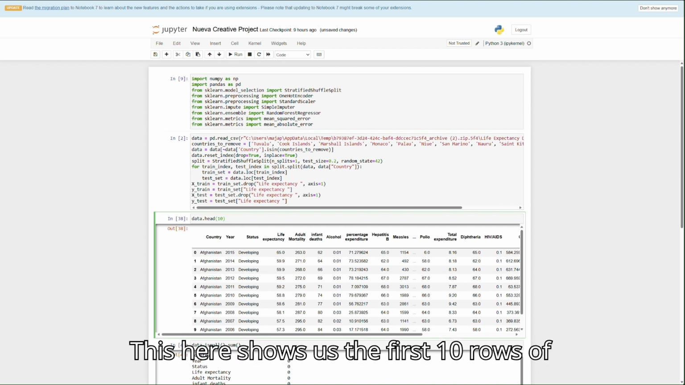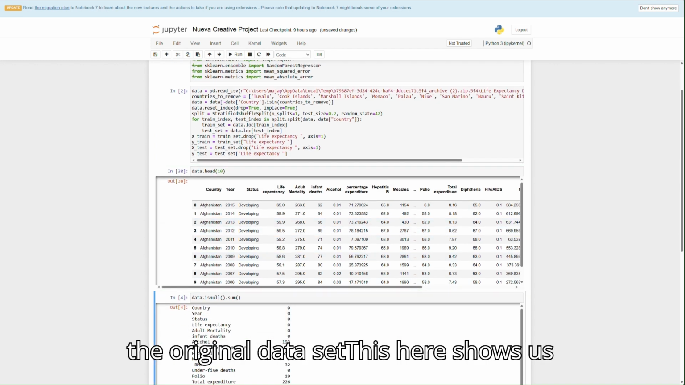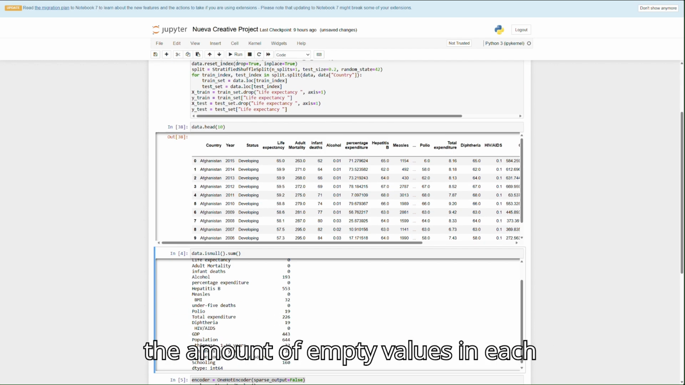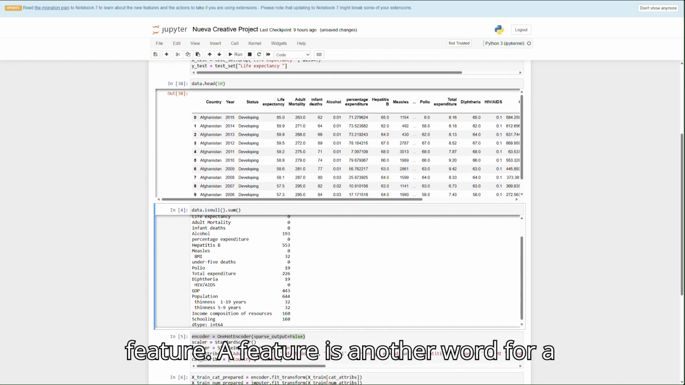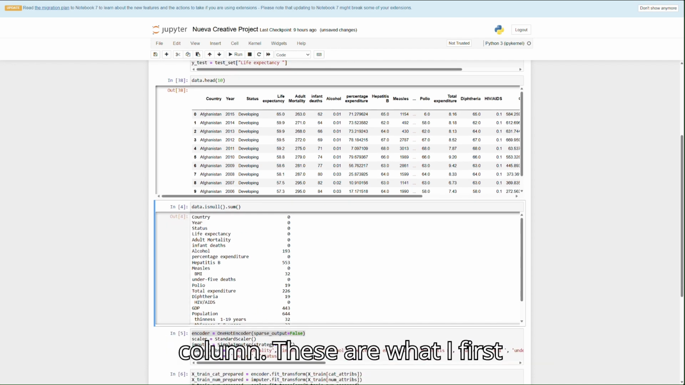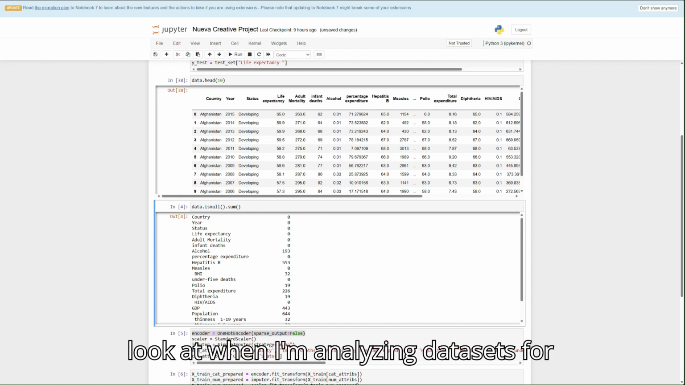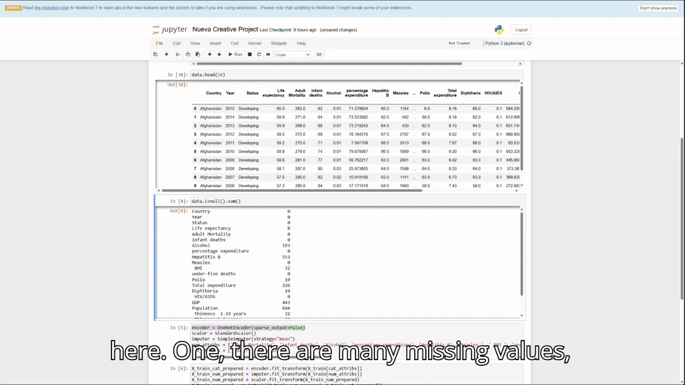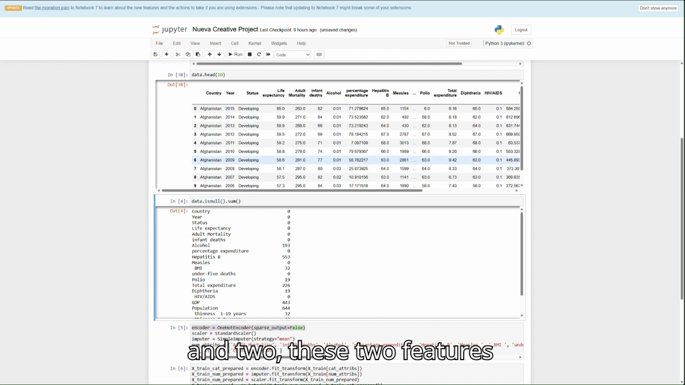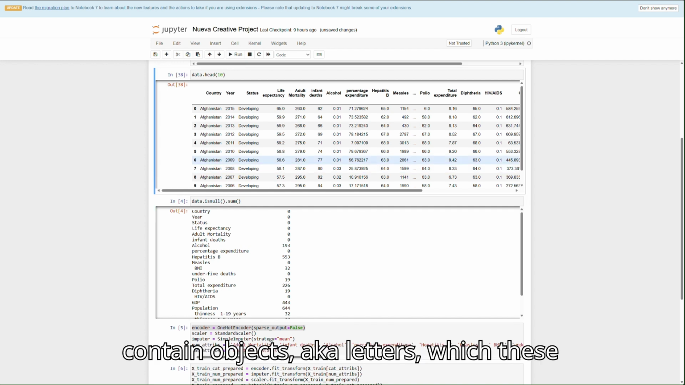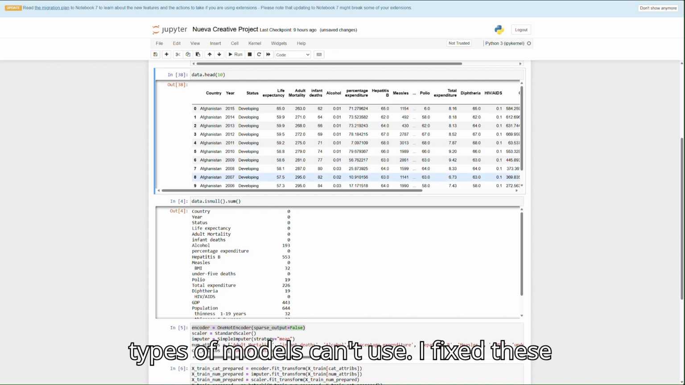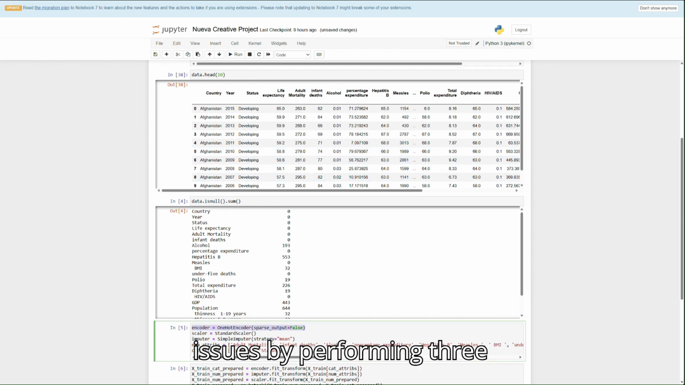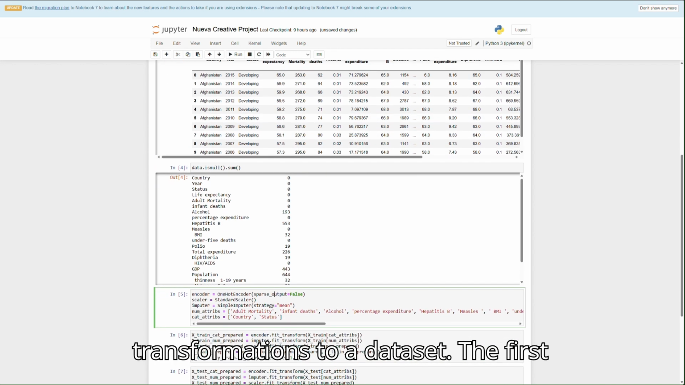This here shows us the first 10 rows of the original data set. This here shows us the amount of empty values in each feature. A feature is another word for a column. These are what I first look at when I'm analyzing datasets for the first time. There are two issues here. One, there are many missing values, and two, these two features contain objects, aka letters, which these types of models can't use. I fixed these issues by performing three transformations to the dataset.